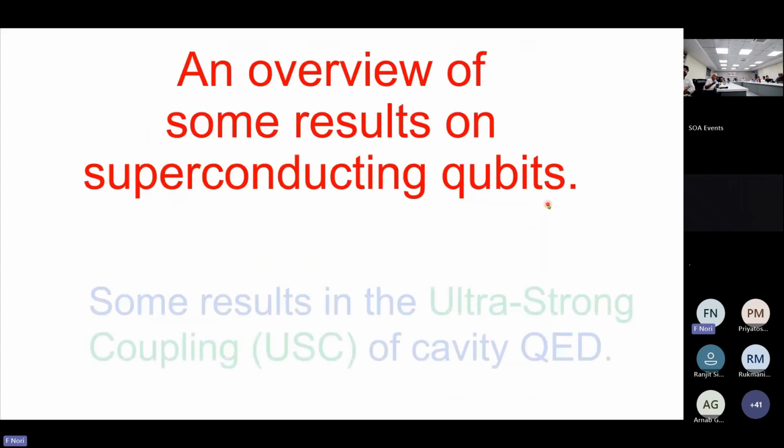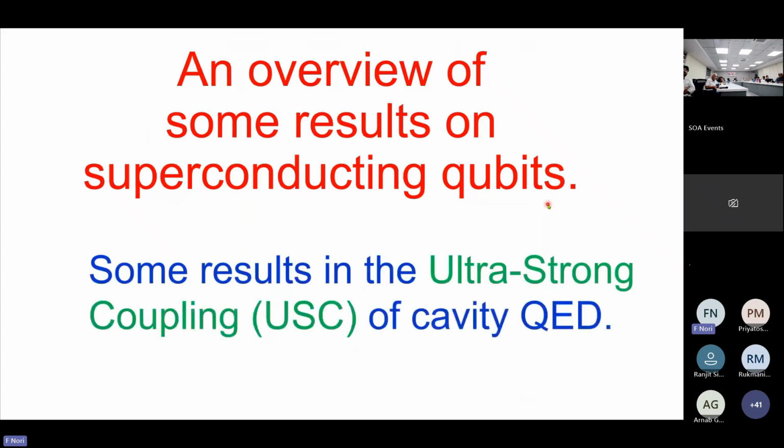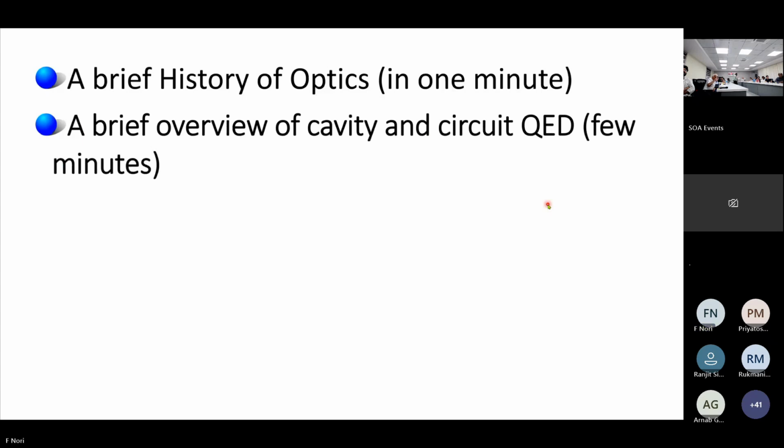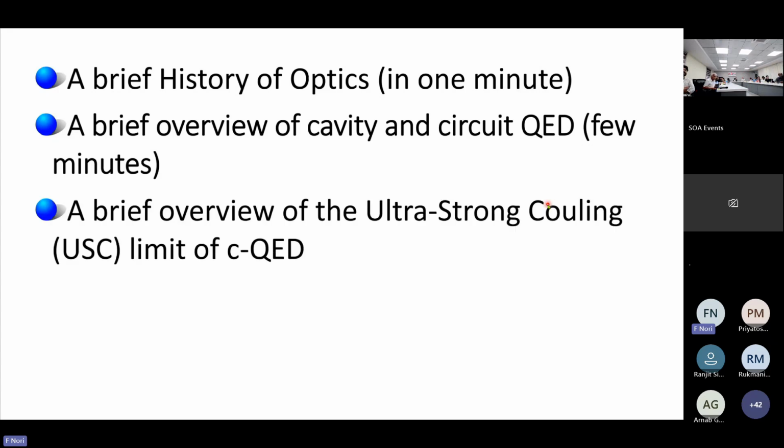So now I'm going to focus on the ultra-strong coupling of cavity QED first, an overview of the basics, and then the recent results. So now we're moving more toward the past 10 to 15 or so years. Let's start with a brief history of optics. You want to see where optics is going. Instead of A Brief History of Time by Hawking, it would be a brief history of optics in, let's say, 1 minute. Afterwards, I'm going to do a brief overview of cavity and circuit QED, a few minutes, then a brief overview of the ultrastrong coupling, USC, limit of cavity QED.